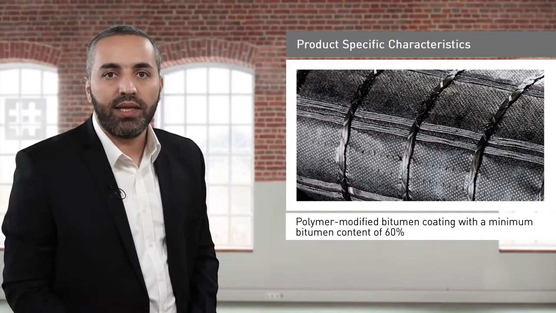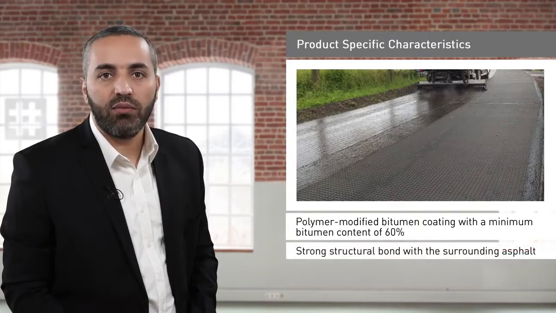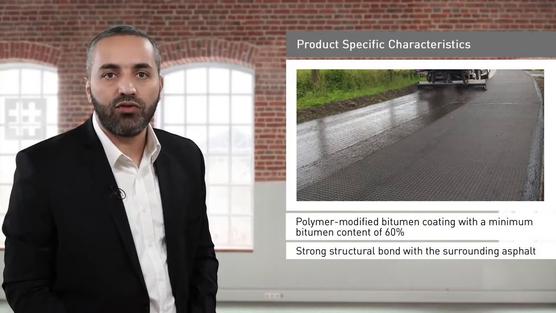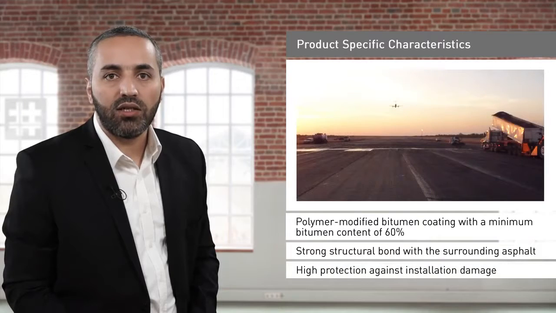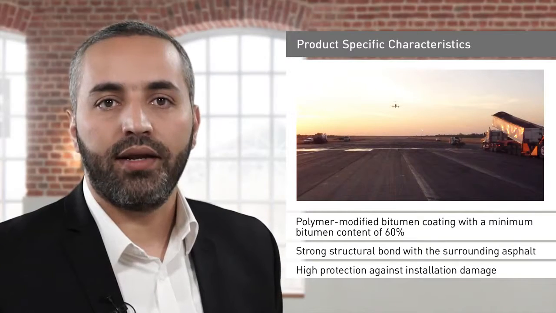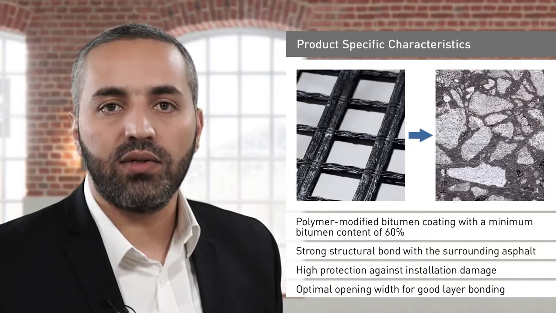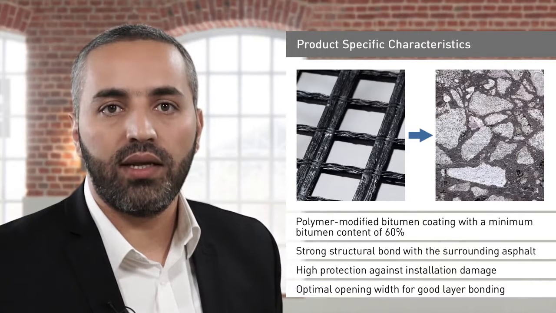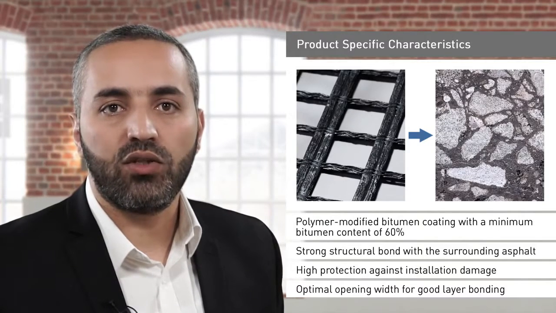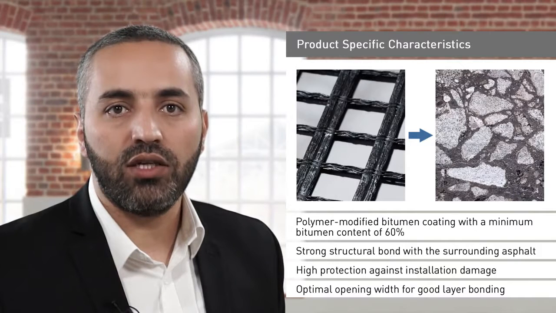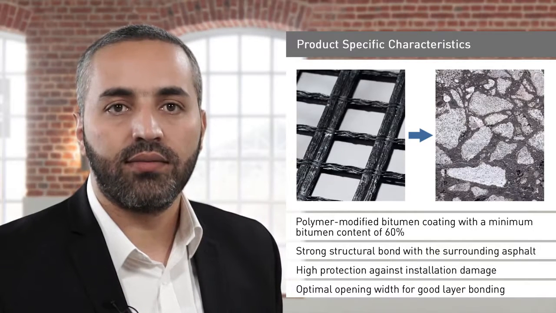Through adhesion and friction, this coating creates a strong structural bond with the surrounding asphalt, while simultaneously providing the reinforcement grid with high protection against installation damage. Adequately sized grid apertures additionally promote the interlock between the asphalt layers, thereby enhancing the structural integrity of the layer assembly.